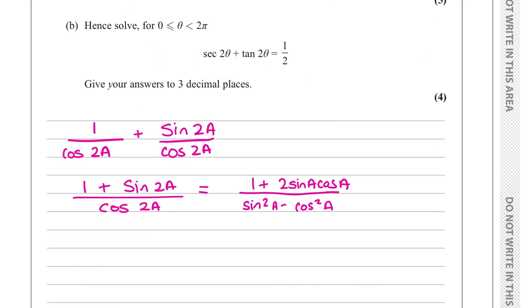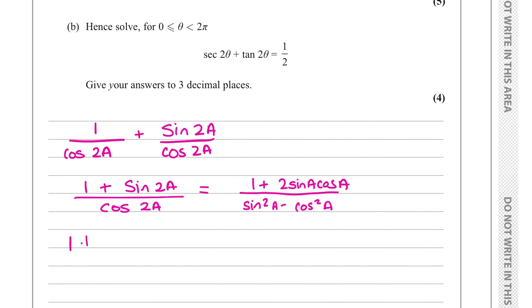Well, on the denominator, I can see difference of 2 squares. So I've got 1 plus 2 sine a cos a over sine squared a plus cos squared a, and then sine squared a... sorry, where are these squares coming from? Sine a plus cos a, and then sine a minus cos a, okay, because that's difference of 2 squares.